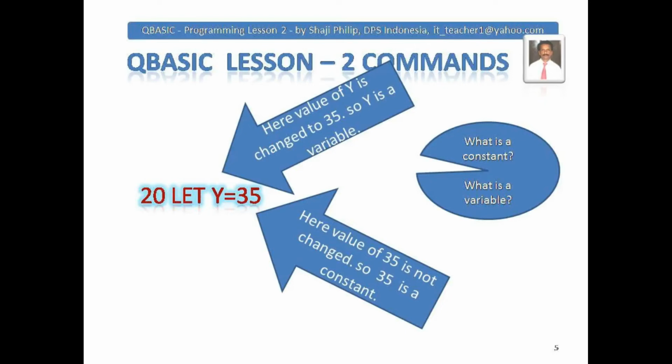Here the value 35 will not change. It will be 35 always. So 35 is a constant. So now you are in a position to answer these questions: what is a constant and what is a variable?